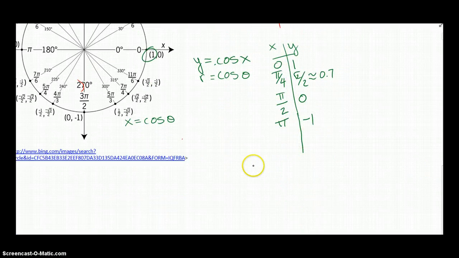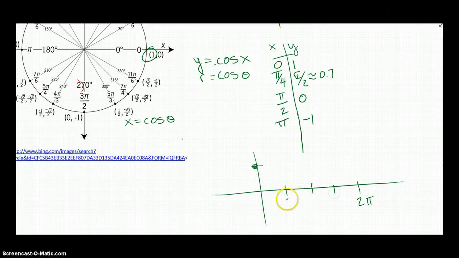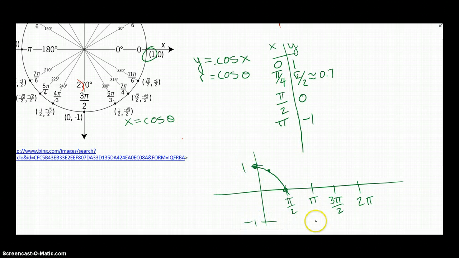If we graph this, what we get so far is 0 is 1, right? Let's go to 2 pi, break it into 4 pieces, pi over 2, pi, 3 pi over 2. At pi over 4, we know it was 0.7, pi over 2, so we know we have that nice curve like we did before, but now this is -1. Pi is -1. So let's continue.